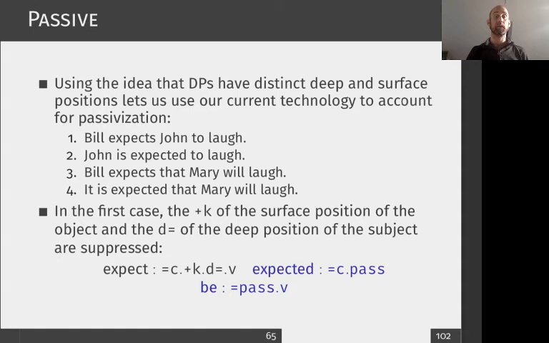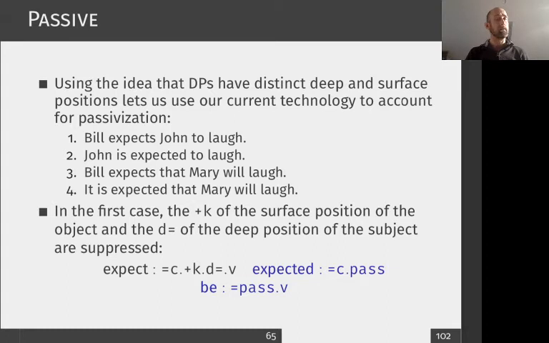Okay, so in 1, the reason that John is where it is, i.e. in the derived object position of expect, is because expect has a plus K feature that attracts John and that checks the feature of John, right? That's why John is there. And the reason that Bill is the subject of expects is because Bill was merged with expects. Okay, expects had an equals D feature, and Bill was chosen as the D to check that feature.